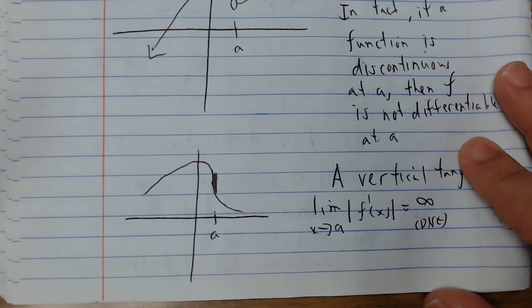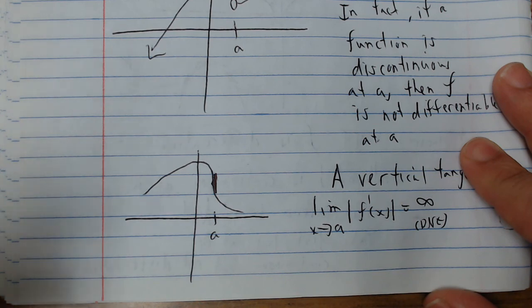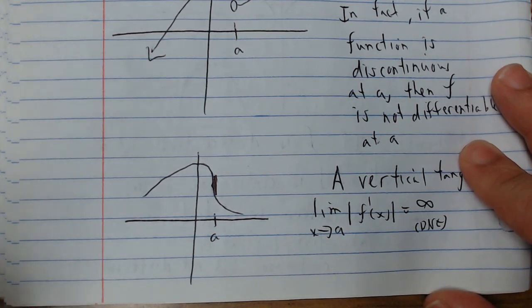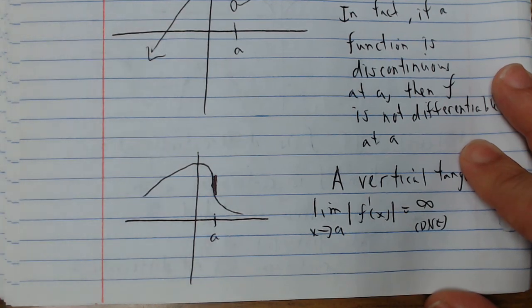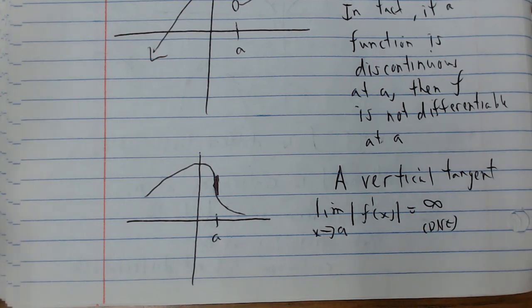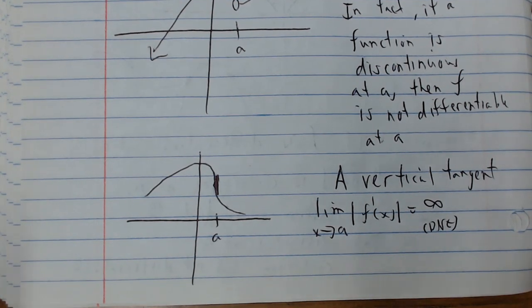So graphically speaking, there are 3 ways of identifying where a function does not have a derivative or is not differentiable: at corners and kinks, at discontinuities, and anywhere where you have a vertical tangent. Okay, so those are the visual representations. All right, so that pretty much takes care of this section.